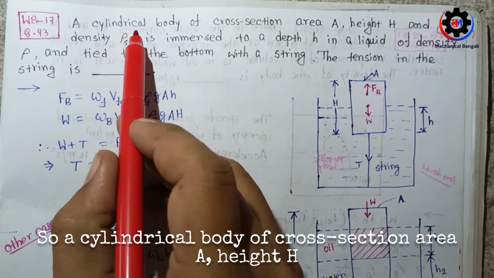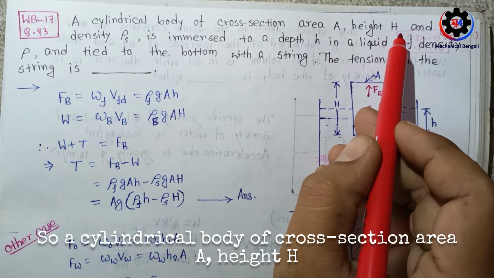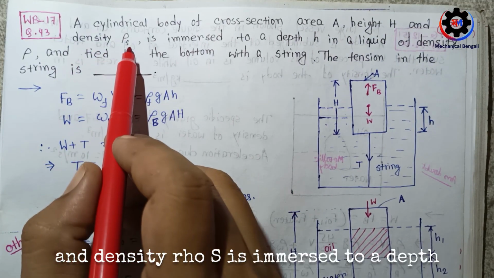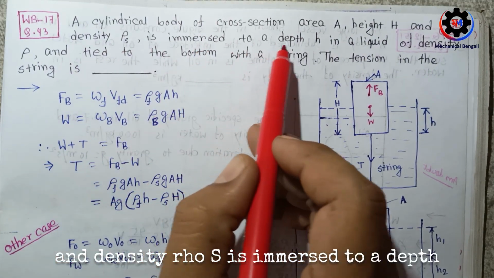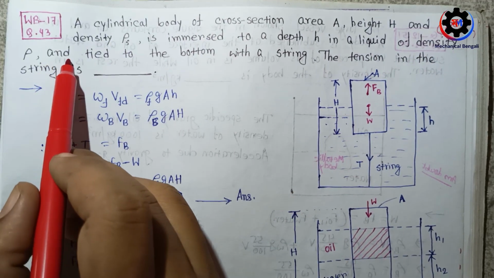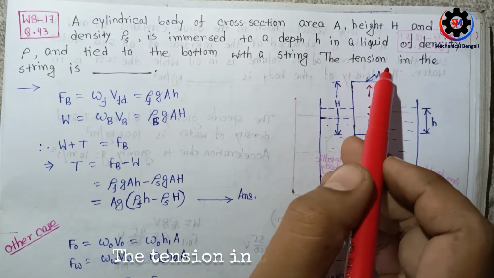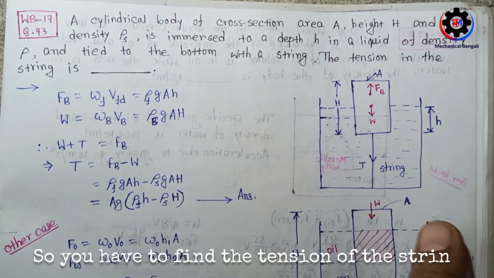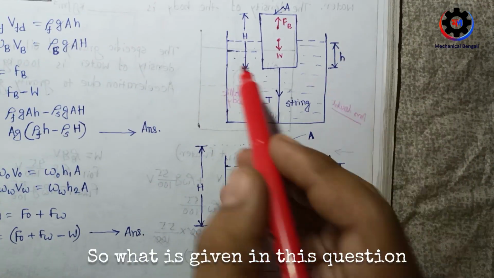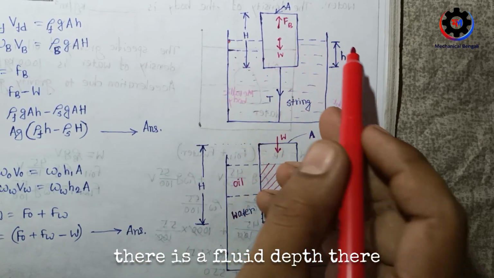So a cylindrical body of cross section area A, height h and density rho s is immersed to a depth h in a liquid of density rho and tied to the bottom with a string. The tension in the string is, so you have to find the tension of the string. So what is given in this question? So there is one case. Up till this there is a fluid.